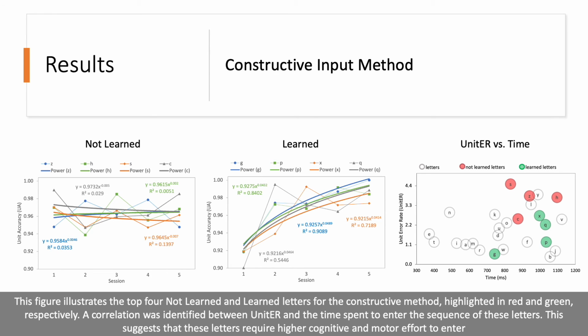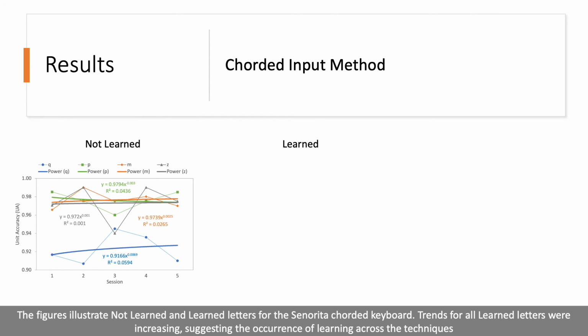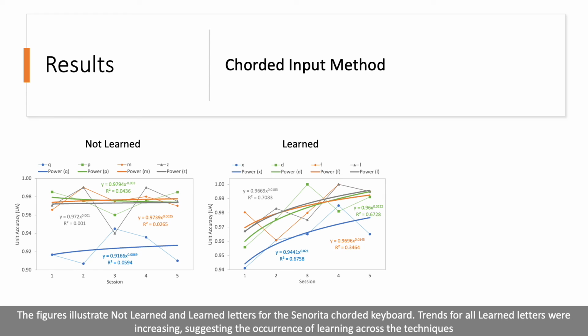This figure illustrates the top 4 not learnt and learnt letters for the constructive method, highlighted in red and green, respectively. A correlation was identified between unit error rate and the time spent to enter the sequence of these letters. This suggests that these letters require higher cognitive and motor effort to enter. The figures illustrate not learnt and learnt letters for the Señorita chorded keyboard. Trends for all learnt letters were increasing, suggesting the occurrence of learning across the techniques.